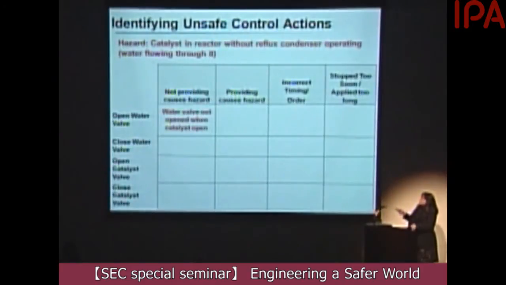Now, what we do is fill in the table. So I'm going to start this off with opening the water valve. What we want to hear is the conditions under which not providing that command, in other words, not opening the water valve, could lead to that hazard. And we see that it's water valve not open when the catalyst is open. Okay? So what we have in here is the context under which not providing that command will cause an accident.